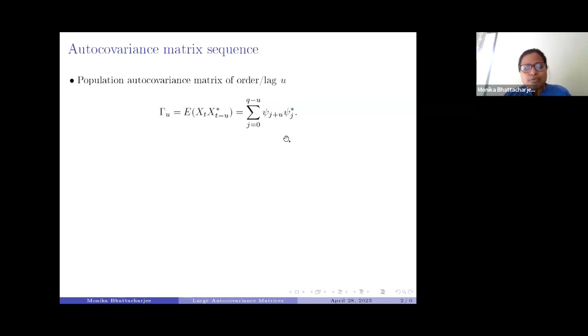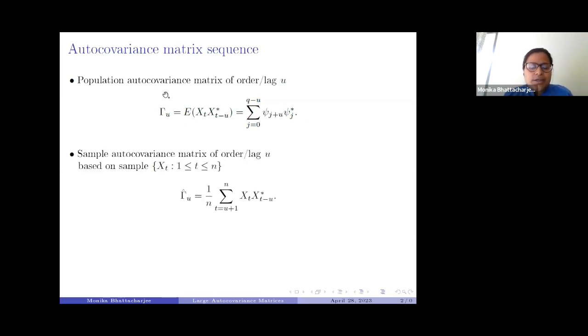By the definition of the moving average process that I gave in the last slide, it turns out like this. So this is a p cross p matrix. Now, this population autocovariance matrix is basically the parameter of the model. If we consider its sample counterpart, I denote it by gamma hat u, and it is nothing but the sample counterpart, so the expectation is replaced by the sample average. This is called the sample autocovariance matrix of order or lag u.